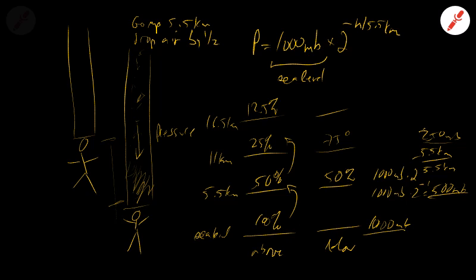But we could also ask, what would it be at 1 kilometer? At 1 kilometer, all I would do is 1,000 millibar times 2 to the negative 1 kilometer over 5.5 kilometers. And without doing the actual numbers out, it'll be somewhere around probably about 900 or so millibar.